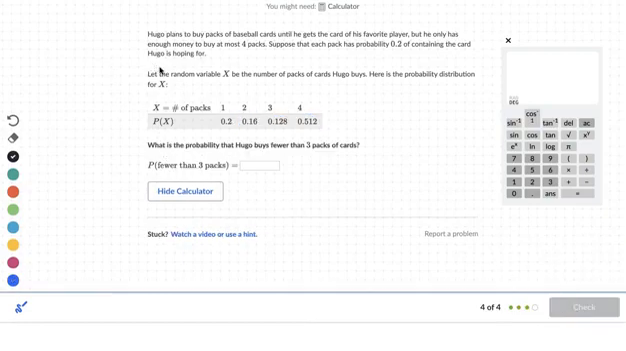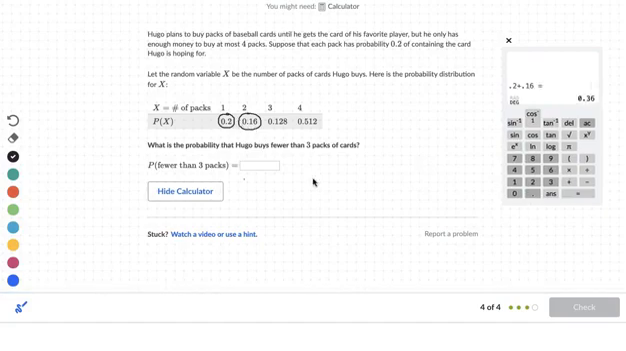Another problem with baseball cards here. Here we want the probability that Hugo needs to buy fewer than 3 packs. Okay, so fewer than 3, well, that would include only needing to buy 1 pack, and it would include only needing to buy 2 packs. But it would not include needing to buy 3 packs because 3 is not fewer than 3. So to find this probability, I need to add 0.2 and 0.16. So the probability that he needs to buy fewer than 3 packs is 0.36.